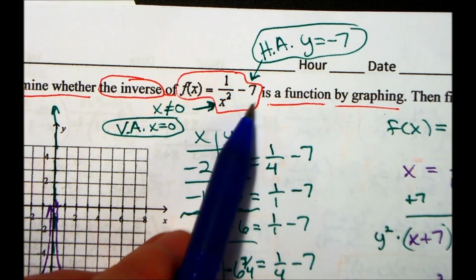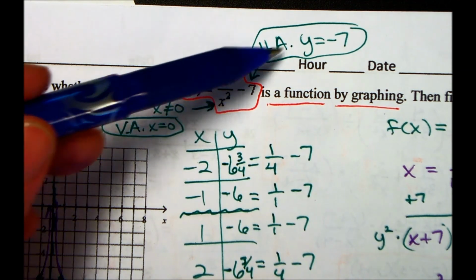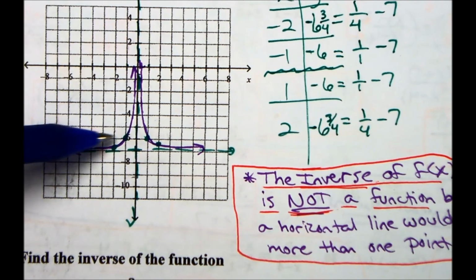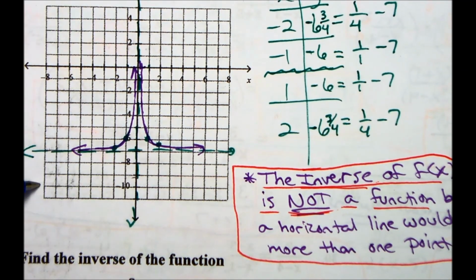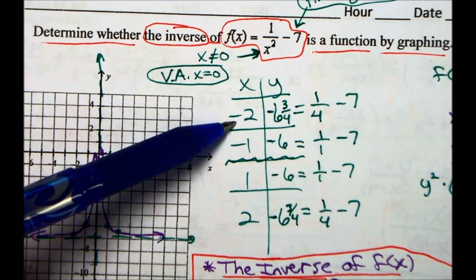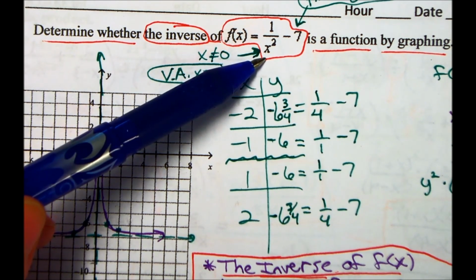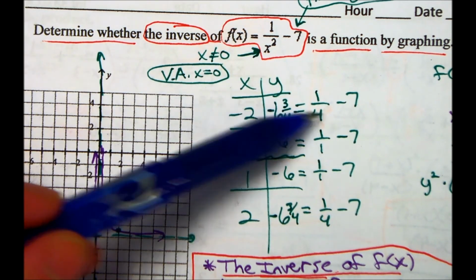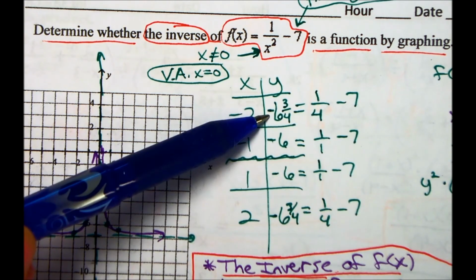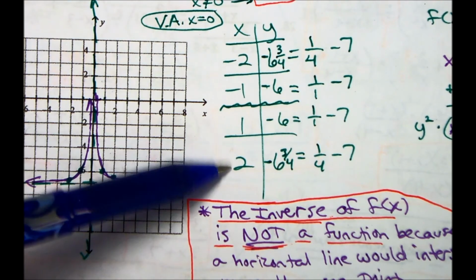And then the minus 7 means that your horizontal asymptote is going to shift down 7. So y equals negative 7 is your horizontal asymptote. When we plug in your negative 2 or positive 2 for x and you square it, you're going to get 4 either way. So that's going to equal 1/4 minus 7, which is negative 6 3/4. So whether you're substituting negative 2 or positive 2, you're going to get the same thing.